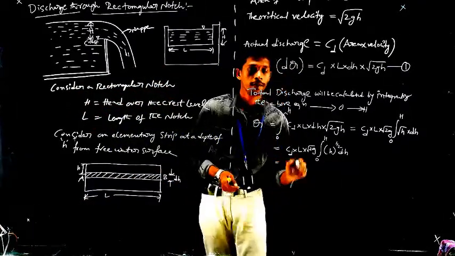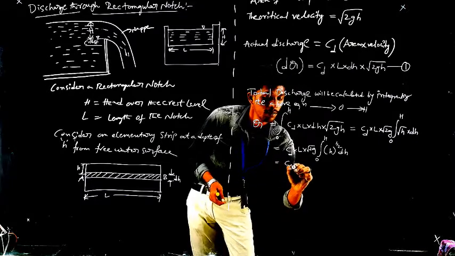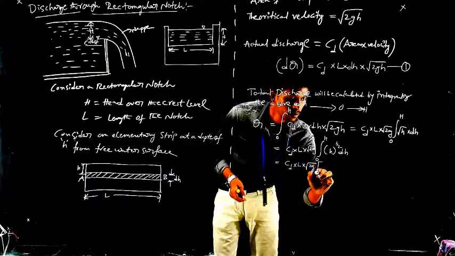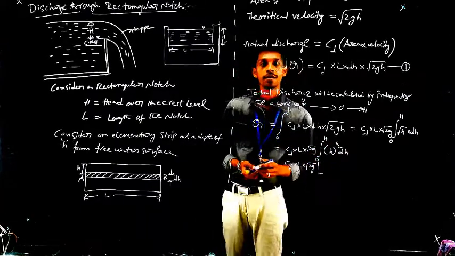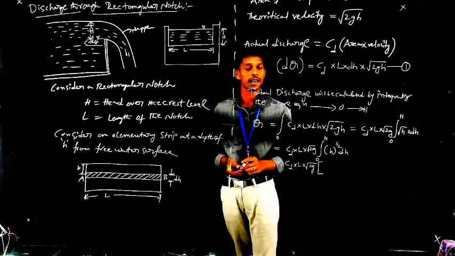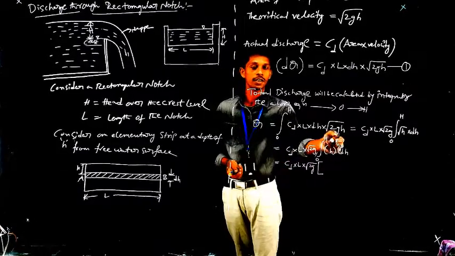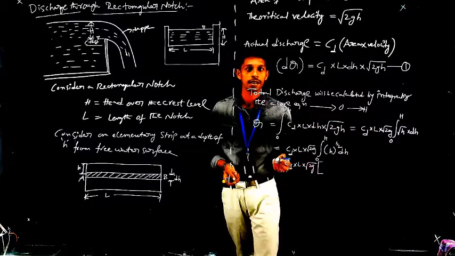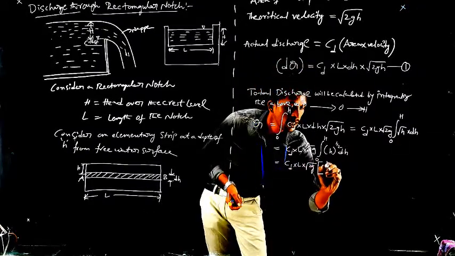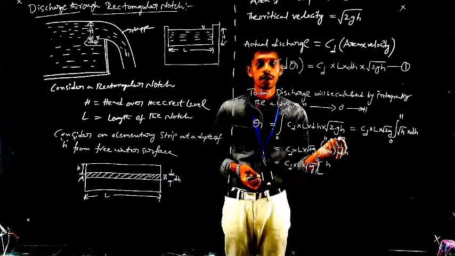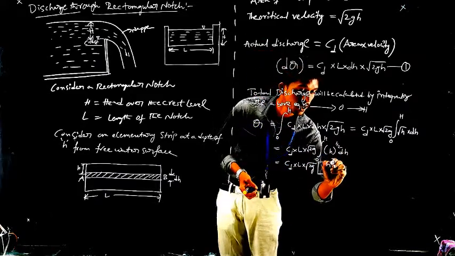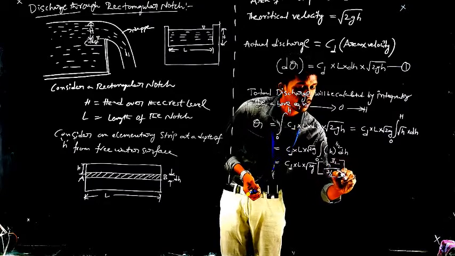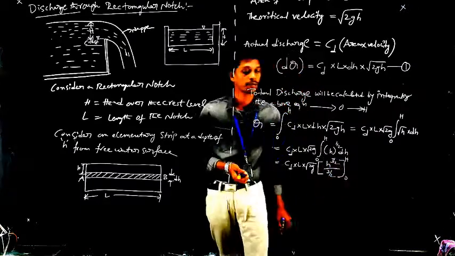So it will be CD multiplied by L multiplied by root 2G, the integral of H power 1 by 2 dH. What is the value there? H power n plus 1 by n plus 1 is the answer, right? So H power 1 plus 1 by 2 plus 1, it is 3 by 2. Okay, 3 by 2 by 1 by 2 plus 1, 3 by 2, and apply the limits 0 to H.